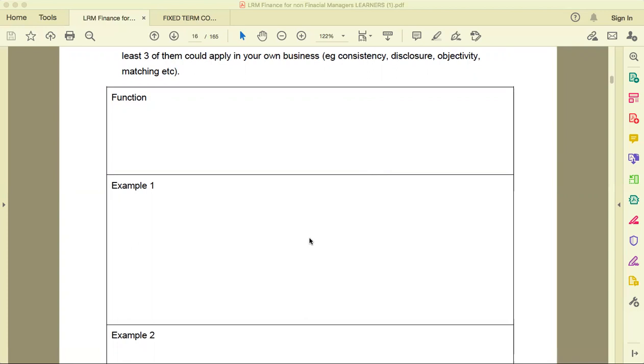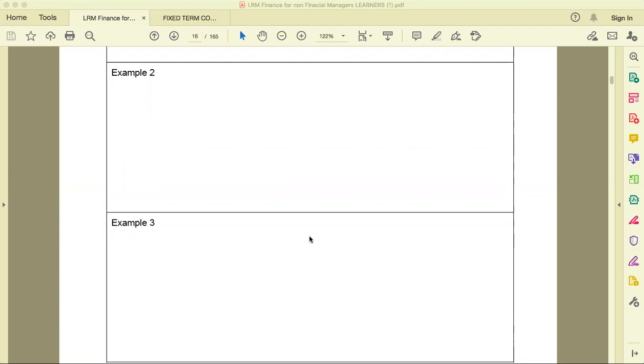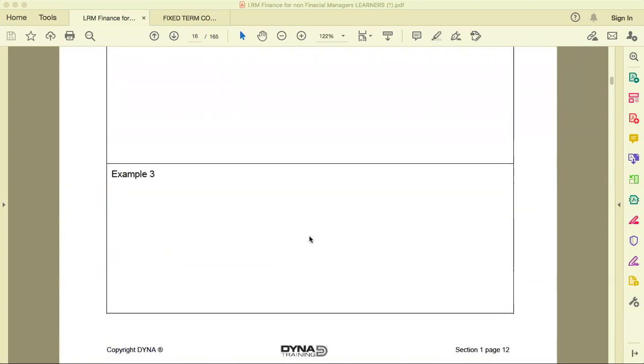So consistency: everyone in our business uses the same accounting tools and packages to make sure that there's consistency. Then example number 2, we can say going concern. Every year, we need to make sure that we have enough money to pay all of the salaries and all of the expenses in order to continue doing business. So you use 3 examples of the different accounting principles.